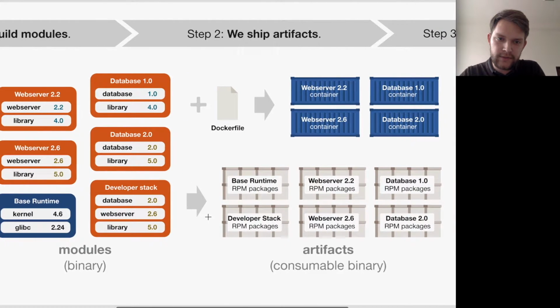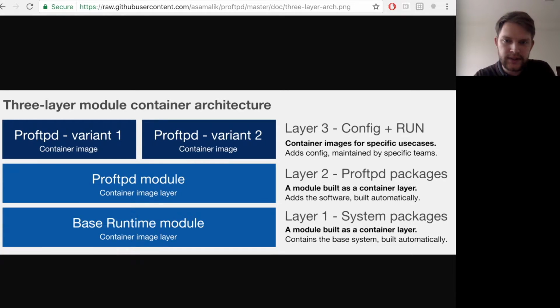When we have the module ready, we can build a container out of it. For this, we won't be using OSBS because we are still not ready to use it, but we are using images in Docker Hub. To build the container, we use this 3-layer module container architecture: layer 1 is base runtime, created by the base runtime team; layer 2 is packages, which will be created automatically by the infrastructure in the future, but we still needed to do manually right now; and layer 3 is all the configuration and the real container stuff.